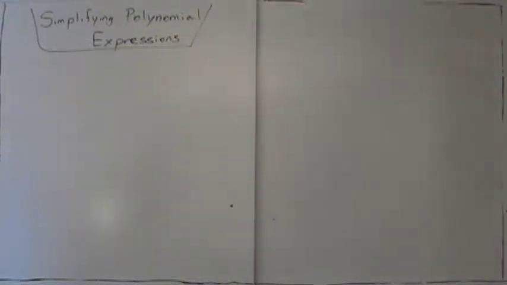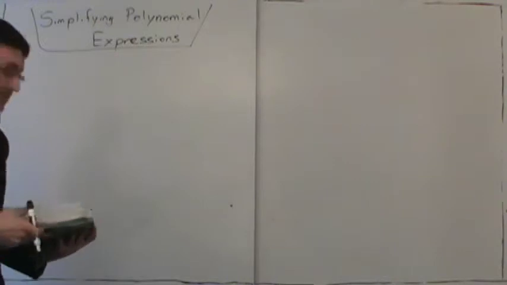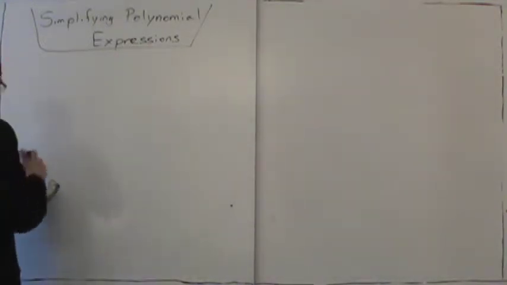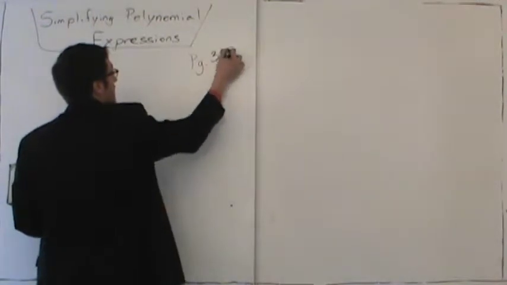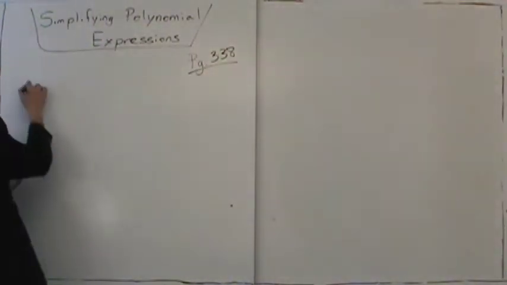Alright, welcome back. This is our final video on simplifying polynomial expressions. And we're just going to move quickly through examples here. We're on page 338 of the textbook. Page 338. And we're looking at question number 43.